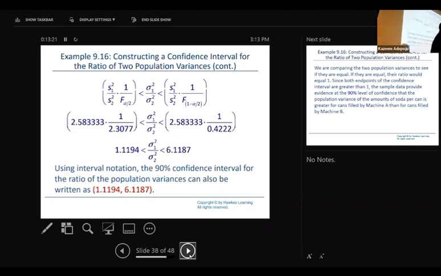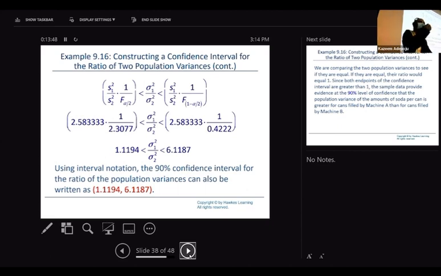Here we don't talk about 0 anymore. We only talk about 0 when you are subtracting, and that only applies to population means and population proportions. For the variances, you check whether there's a 1 in the interval. Because there is no 1 in the interval, what that means is that they are not the same.